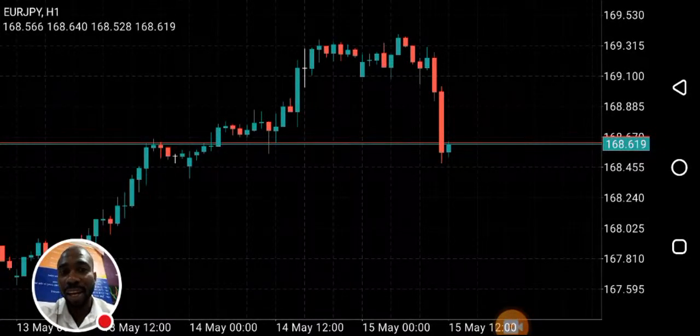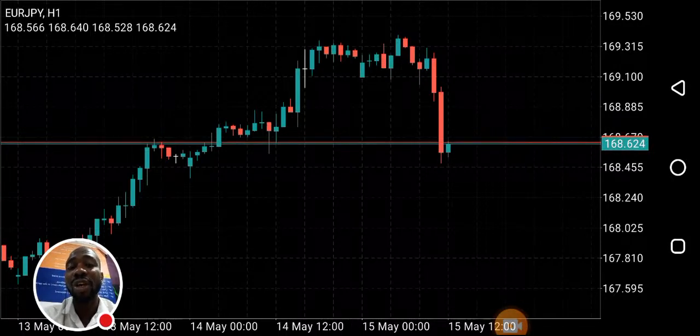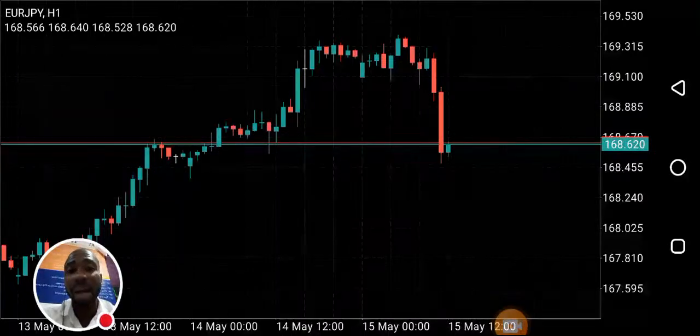You need to go and learn correlation. You need to understand how these pairs correlate. It's very important. It will help you manage risk properly. Go on Google or YouTube and search for currency correlation or intermarket correlation. First start with currency correlation, currency market correlation.